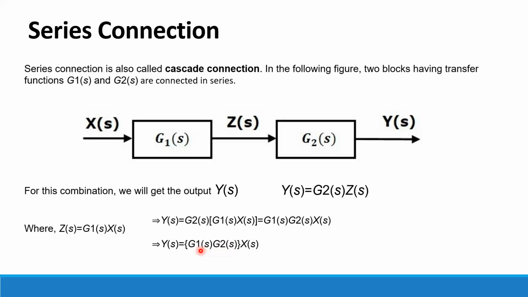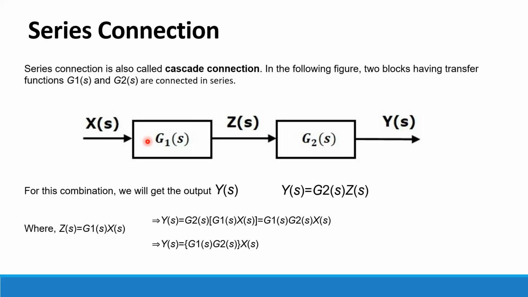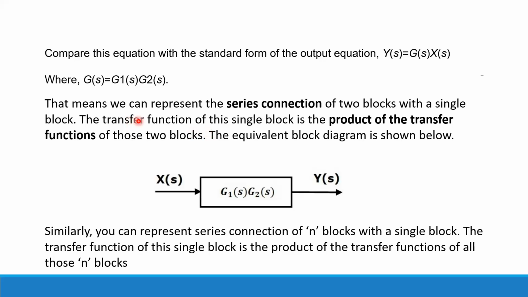So if you compare this gain 1 multiplied by gain 2 with the G of S, you will get the relation for the series connection. It says that we can represent the series connection of 2 blocks with a single block. The transfer function of this block is the product of the transfer functions.